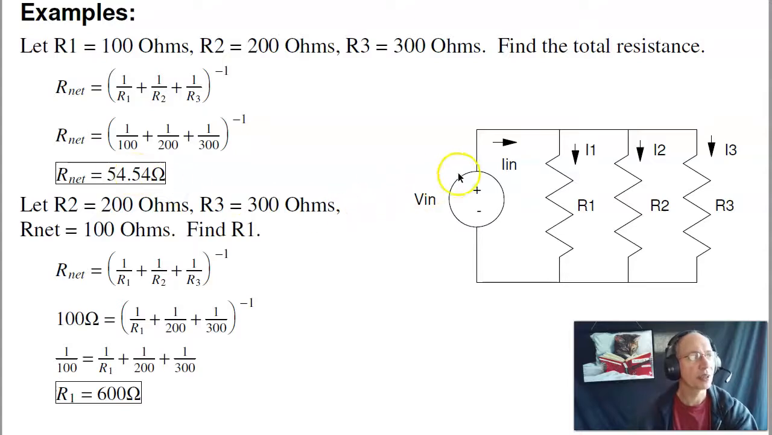I can also go backwards. If I measure the resistance and find out that the total is 100 ohms, and I know R2 and R3, find R1. There again, the net resistance is the sum of the inverses inverted. It's a little bit easier if I invert both sides. So I get 1 over Rnet is 1 over R1 plus 1 over R2 plus 1 over R3. Solving, I get R1 is 600 ohms.